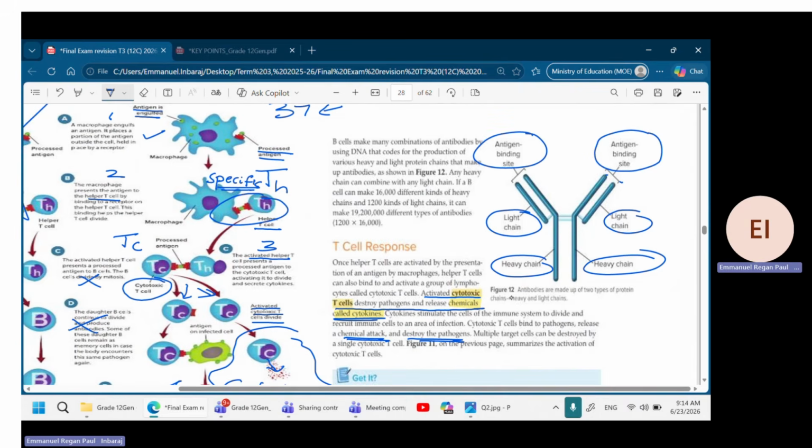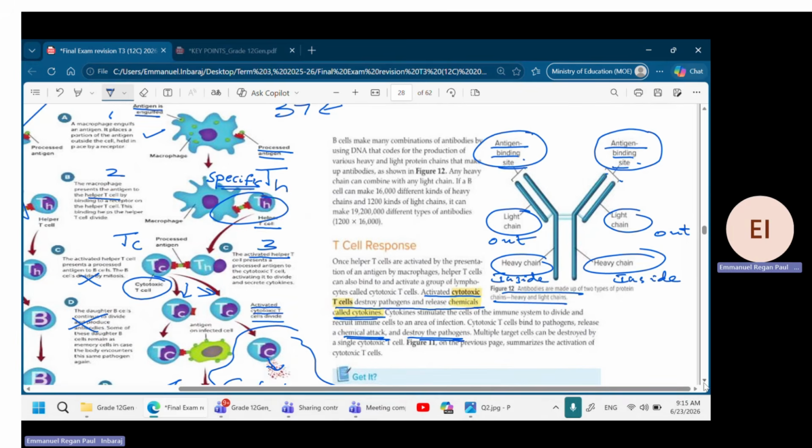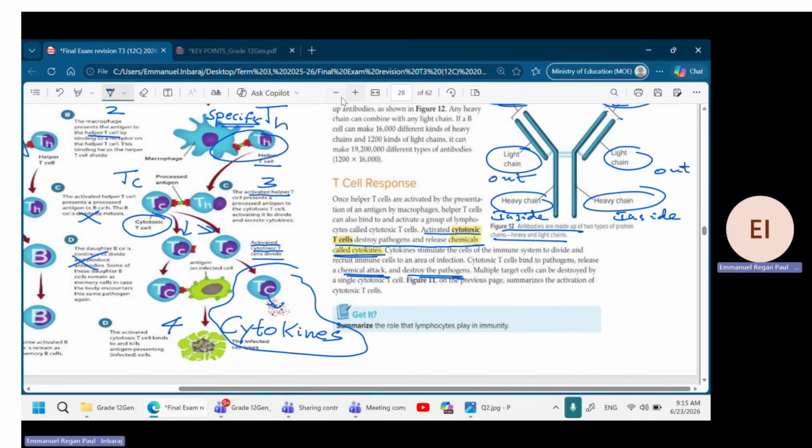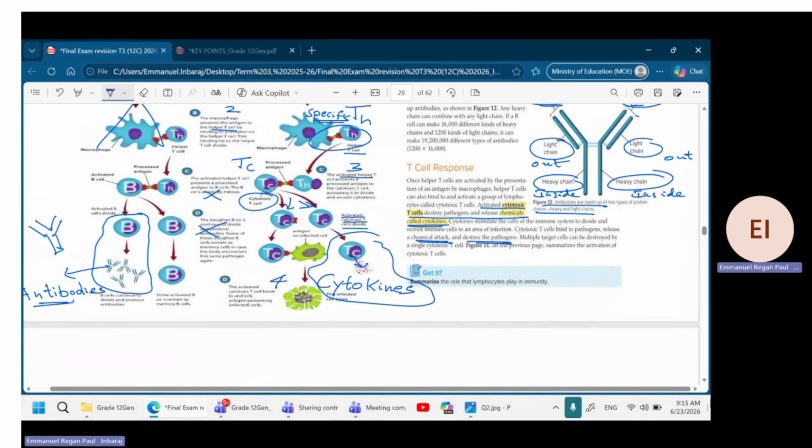Learn this. This picture will come in your exam. Light is outside. Inside, there is a chain which is called the heavy chain. And at the tip, you have a site for attachment. It's called the antigen binding site. Okay. Now let's go here. There are some questions on it. Let's do the questions.